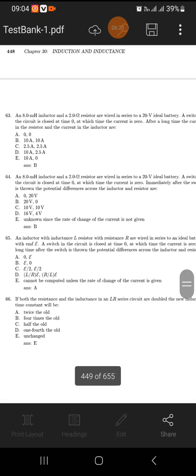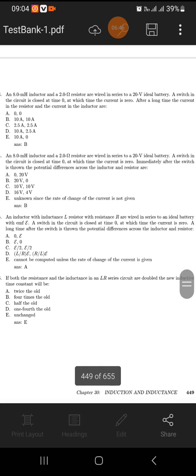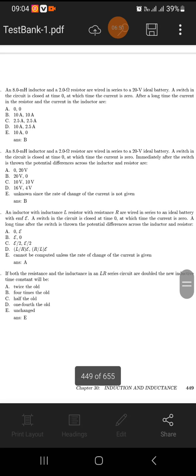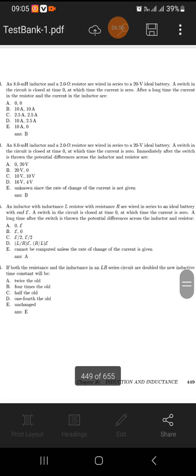So an 8 millihenry inductor and a 2.0 ohm resistor are wired in series to a 20-volt ideal battery. A switch in the circuit is closed at time t equal to 0. At what time is the current 0? After a long time, the current in the resistor and the current in the inductor are what? Would be 10.